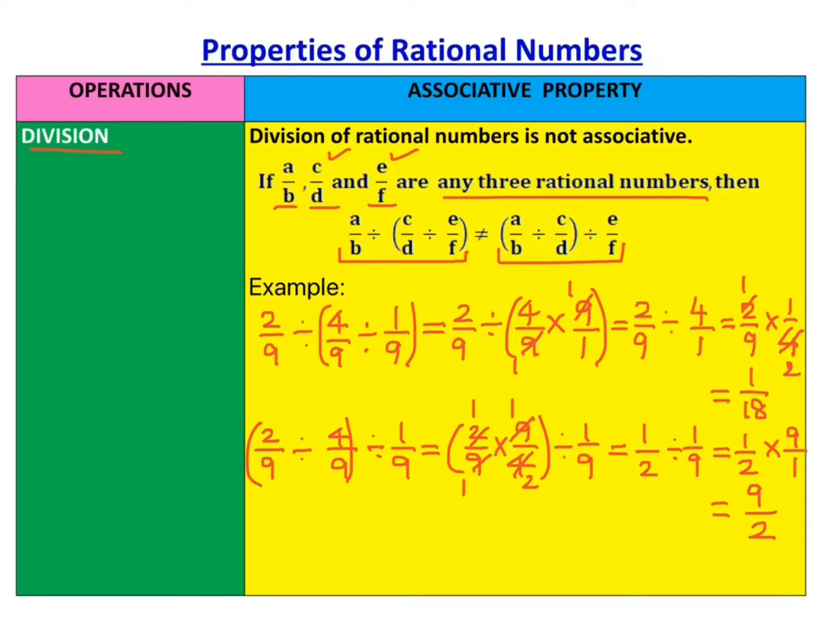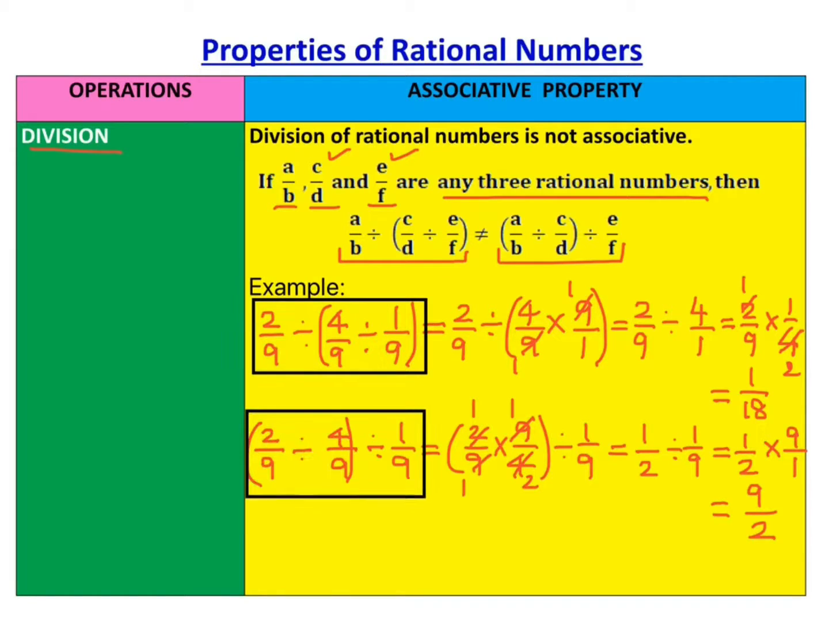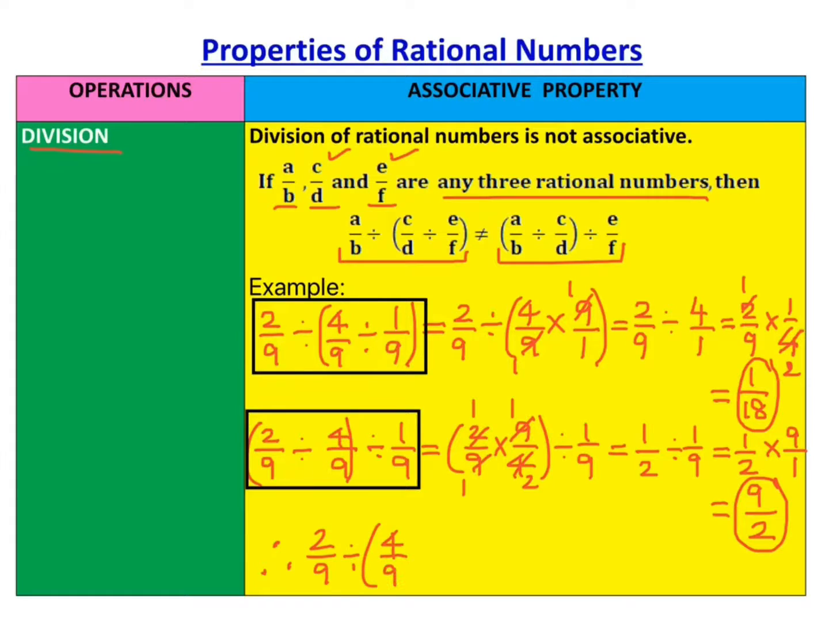Now you can see that while dividing three rational numbers, if we group it in this way or in this way, the result is not the same. Therefore, 2 by 9 divided by 4 by 9 divided by 1 by 9 is not equal to 2 by 9 divided by 4 by 9 divided by 1 by 9. Hence, division of rational numbers is not associative.